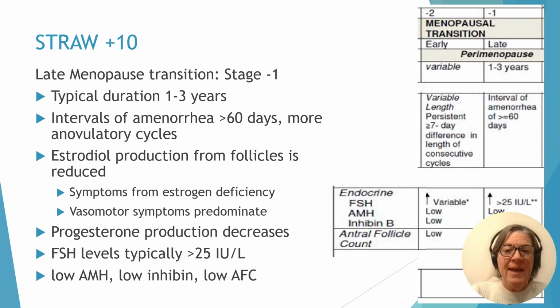So the last phase of the menopause transition is stage -1. So this is the late menopause transition. Typically lasts about 1 to 3 years. And so if you think about that, that 1 to 3 years plus the however many up to 7 of the early menopause transition, we can be looking at 10 years of a menopause transition.